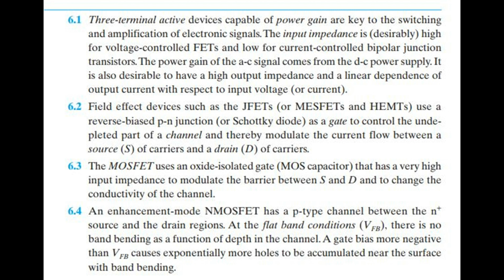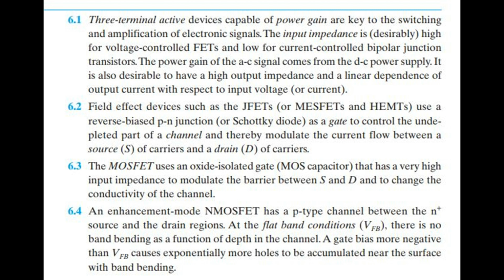input voltage, or current. 6.2 Field effect devices such as the JFETs, or MESFETs and HEMTs, use a reverse-biased PN junction, or Schottky diode, as a gate to control the undepleted part of a channel and thereby modulate the current flow between a source, S, of carriers and a drain, D, of carriers. 6.3 The MOSFET uses an oxide-isolated gate, a MOS capacitor, that has a very high input impedance to modulate the barrier between S and D and to change the conductivity of the channel.